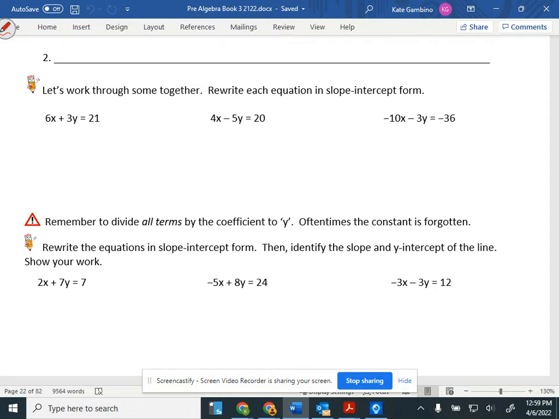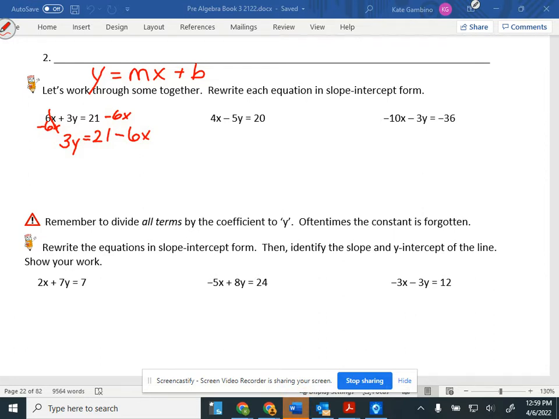The x, because we want to end up, remember, in this form, y equals mx plus b. So we want y by itself. So we're going to subtract out that 6x, and subtract 6x. Can I subtract 6x from 21? No, because they don't have like terms. One's a constant and one has the x variable. So we can't subtract them from each other, so we just write it like this. So now I'm going to rewrite my equation. I've canceled out the 6x. So it's 3y equals 21 minus 6x.